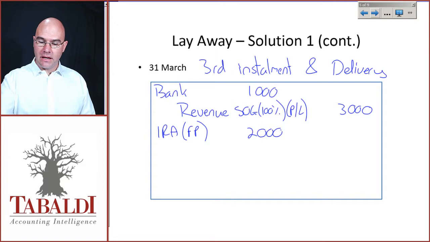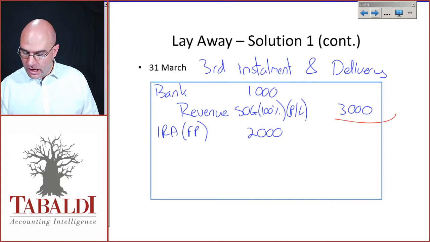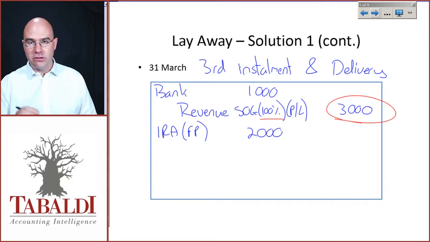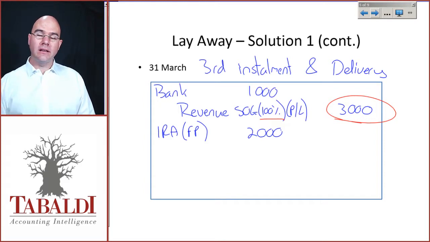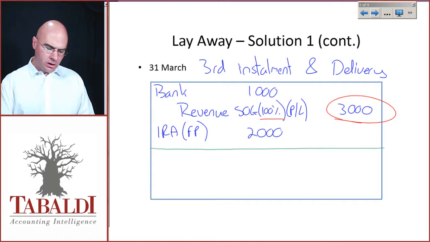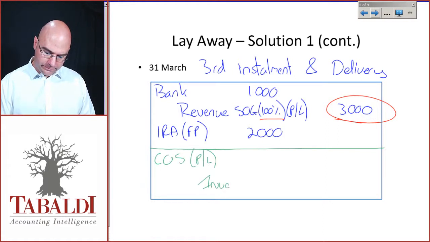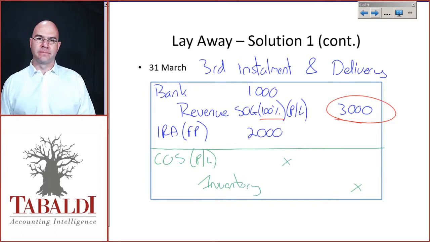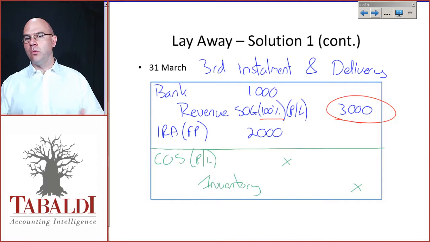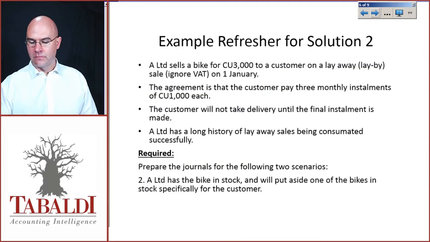Okay, so the trick here is to figure out which date you will recognize 100% of the revenue on. In this scenario, it was when the final installment and delivery has been made. Please remember there will also be a second journal in A Limited's books, which will be debit cost of sales, profit and loss, and credit inventory. I didn't give you enough information to do that, so I'm just going to put a little X. Okay, so that was the normal or standard layaway sale.